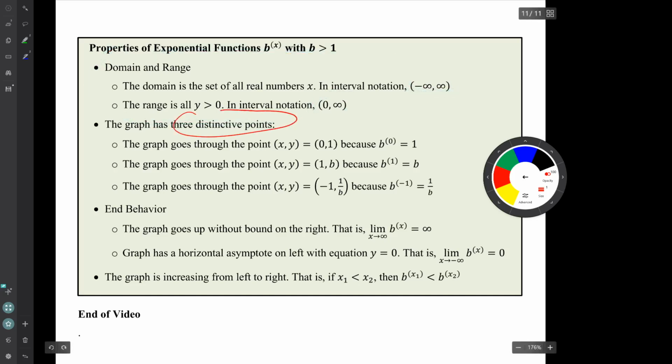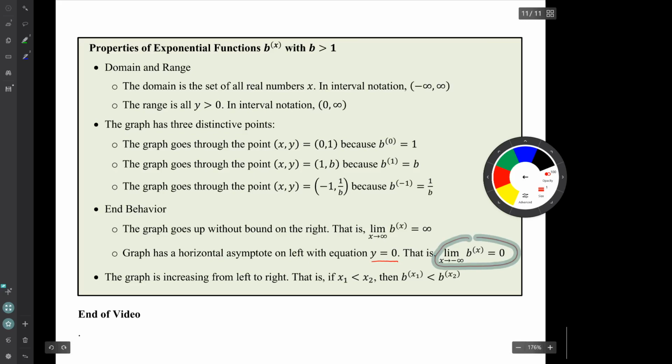The 3 distinctive points: the point 0, 1, the point 1, b, the point negative 1, 1 over b. The end behavior: the graphs go up on the right. Well, in terms of limits, we would write this. The limit as x goes to infinity of b to the x is infinity. And the end behavior on the left side, the graphs have horizontal asymptotes on the left with line equation y equals 0. So expressed in limit terminology, we would say this. The limit as x goes to negative infinity of b to the x is 0.